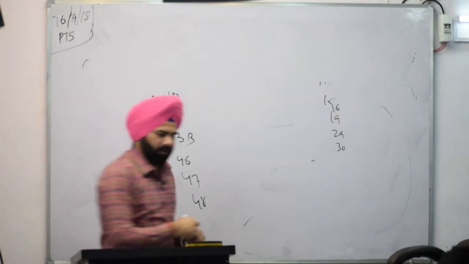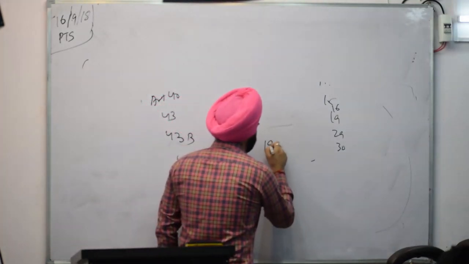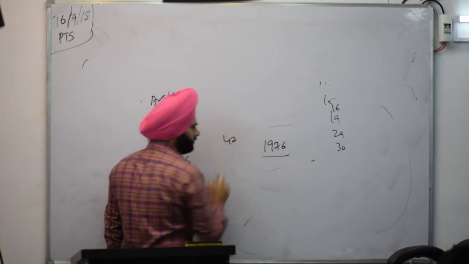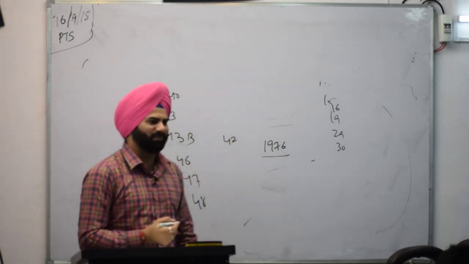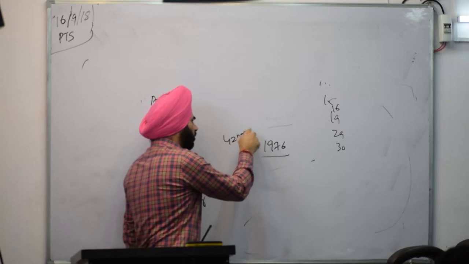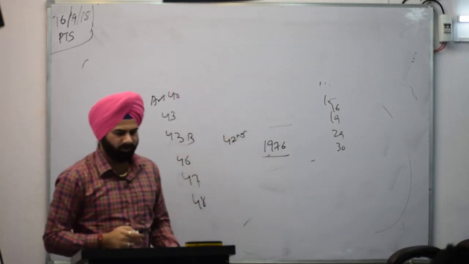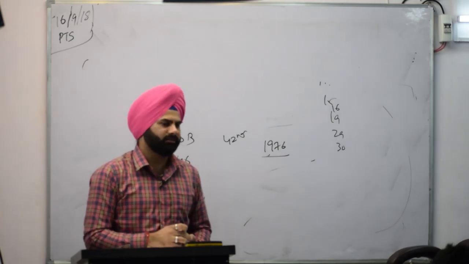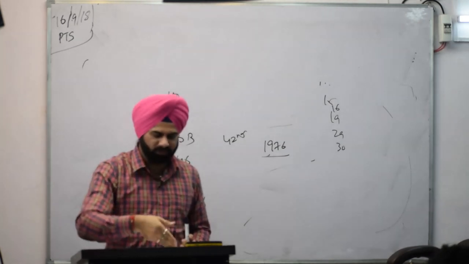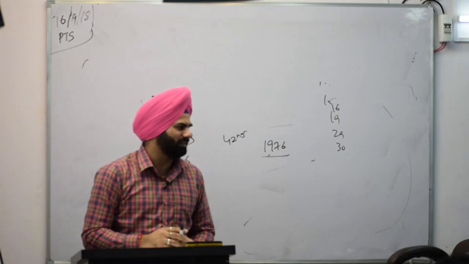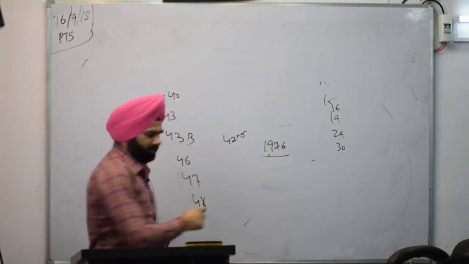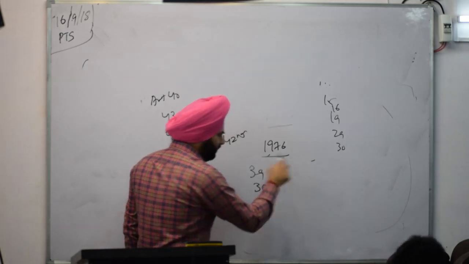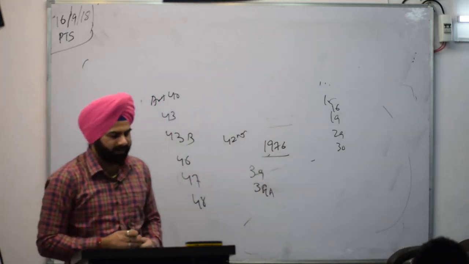Article 48A. In 1976, what was the amendment? Don't do it like this. How many articles were added? Three? Four. Just now we counted four above, so how can it be three? Article 39, 39A, 43A and 48A. These were the ones added.